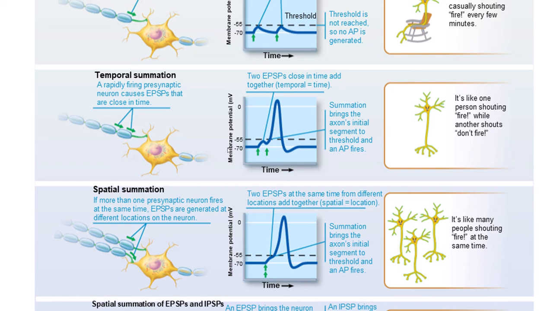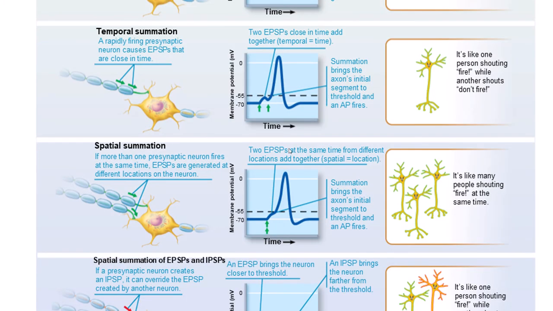Now, EPSPs and IPSPs can add together spatially. Let's say you got a go signal at the same time as you got a don't go signal. Again, you'd have to have that summation, and the end result, the net, has to get us to our threshold value.